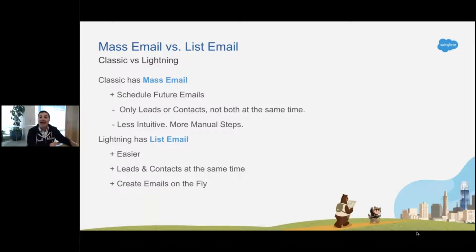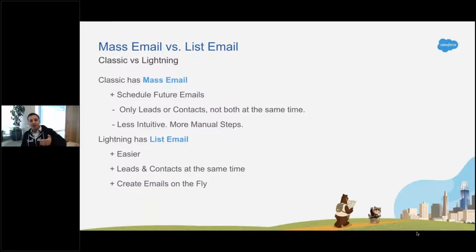Classic has the mass email feature. And in Lightning, we now have a feature called list emails, okay? There's really a couple differences. So with Classic, you can schedule emails to run in the future for mass emails. So Crystal can go into Classic, pick an email template, pick who she's going to send it to, and schedule when it's going to go out, okay?